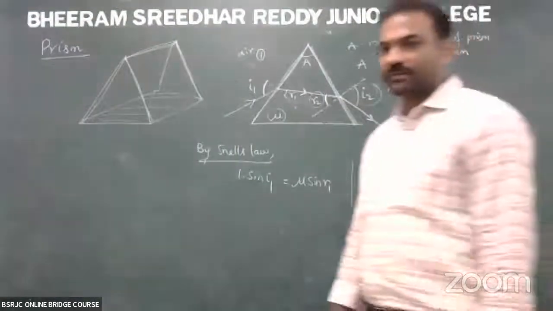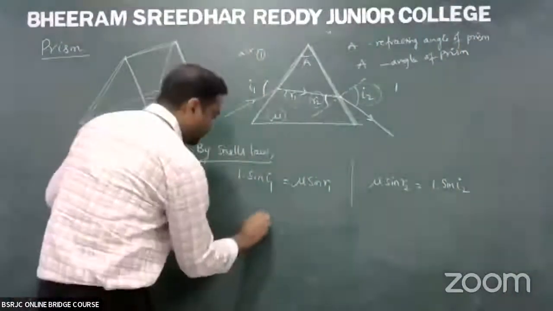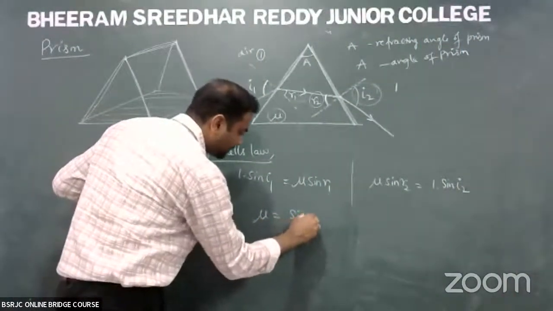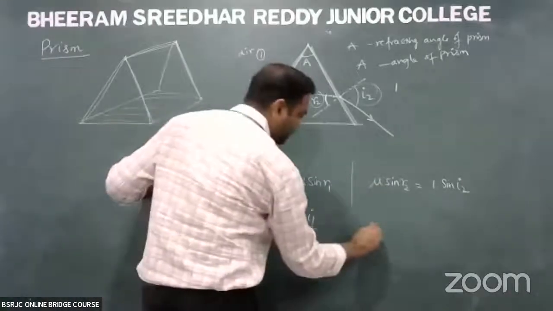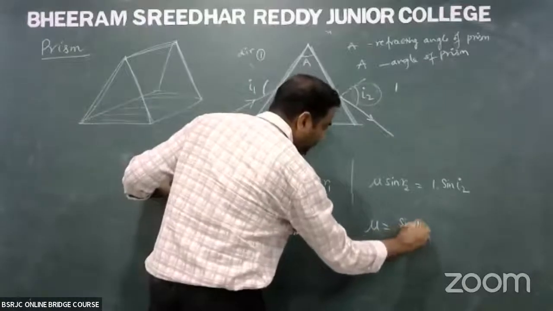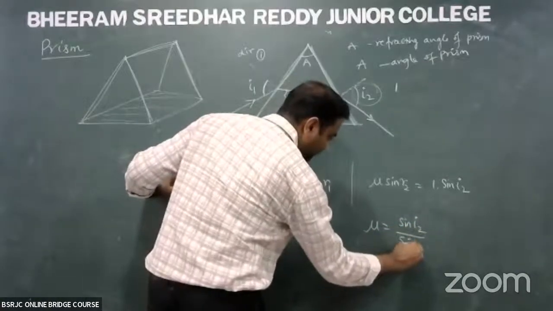Hope all of you understood. So from this, what mu value can I write down? Mu is sine I1 by sine R1. Here also, what mu value can I write down? Sine I2 by sine R2.